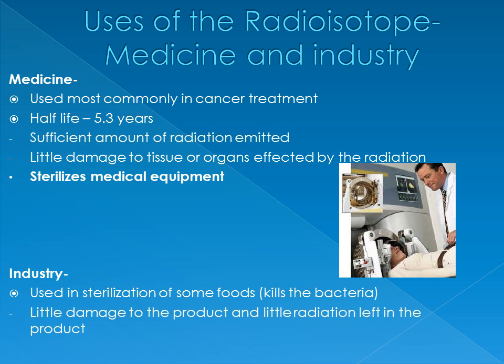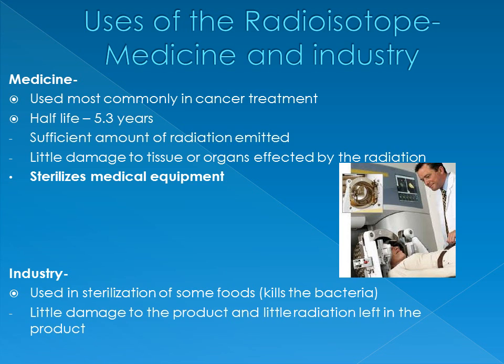The radioisotope cobalt-60 can be used in both medicine and industry. Cobalt-60 is most commonly used in cancer treatment. It has a half-life of 5.3 years, and this is a sufficient amount of time for the necessary amount of radiation to be emitted into the patient's body. The radiation produced by cobalt-60 has little effect on the tissue or organs in the body, and little damage is done. Cobalt-60 is also used to sterilize medical equipment.